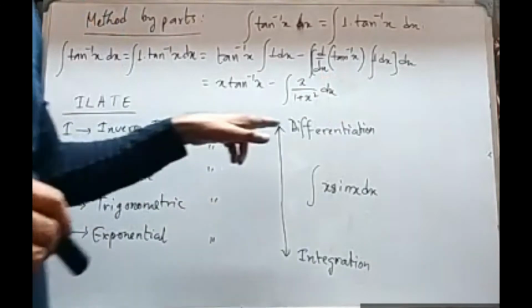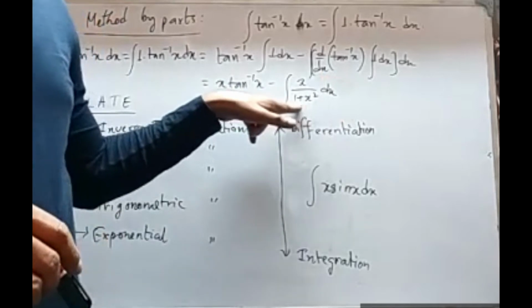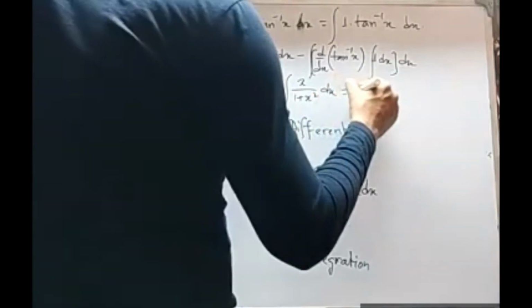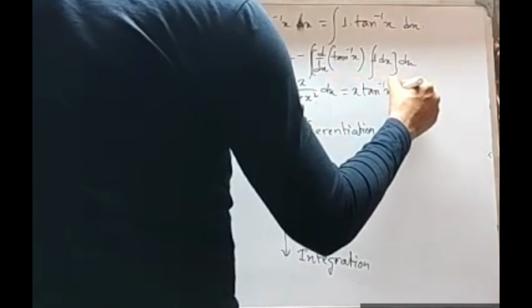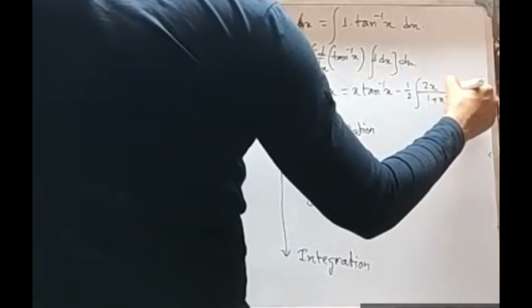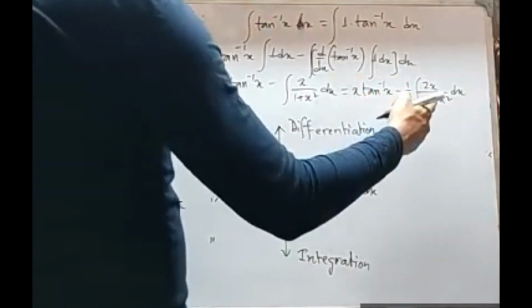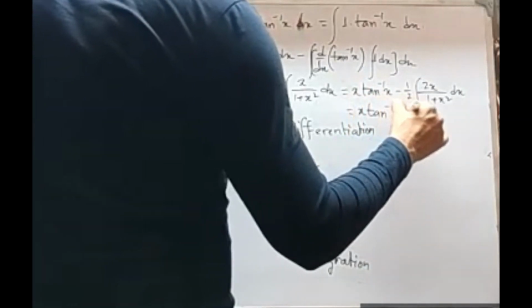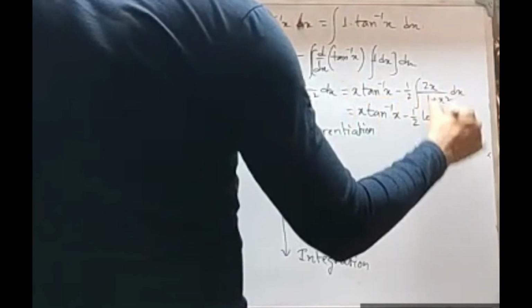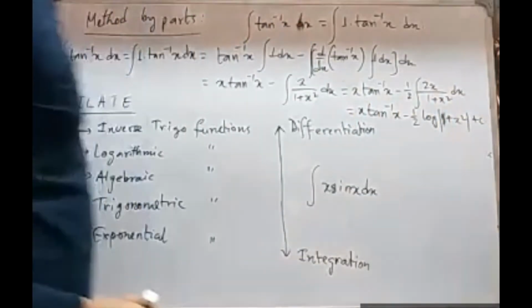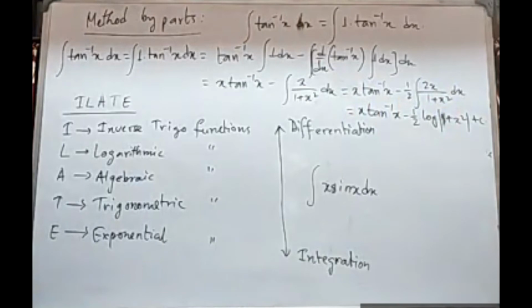We can clearly see that the derivative of the denominator is 2x and we are having one x in the numerator. So we can simply write it x tan inverse x minus half into this. So now the derivative of the denominator is the numerator. So we can write x tan inverse x minus half log mod 1 plus x square plus c. So this is the integration of tan inverse x.